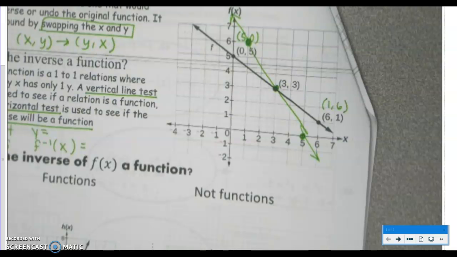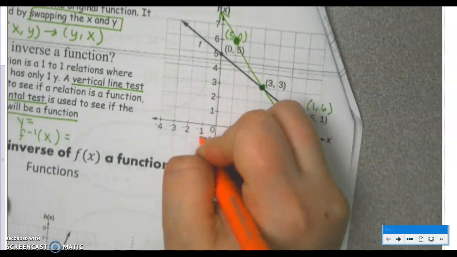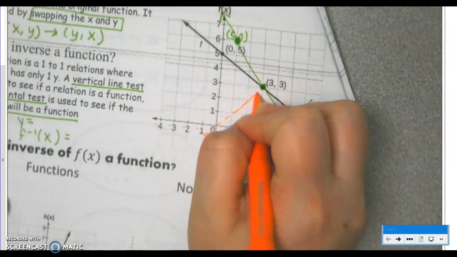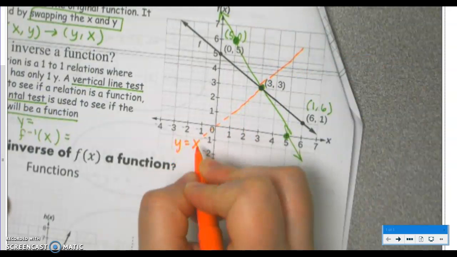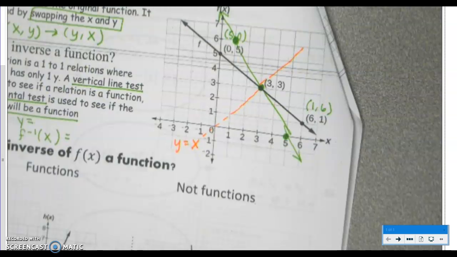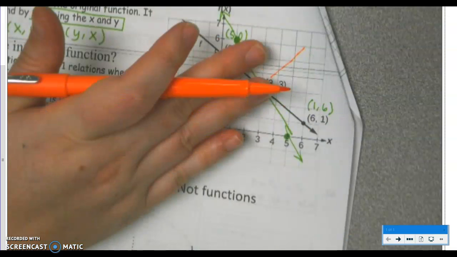An easy way to tell is if you graph the line y equals x, the graphs should be symmetric when you flip them over that line. That should be a line of symmetry for your graph. And so I can tell that this is symmetric. To me, it almost looks like dragonfly wings. I don't know, I'm weird. But I can tell that it's symmetric. If I fold the paper over, everything lines up.